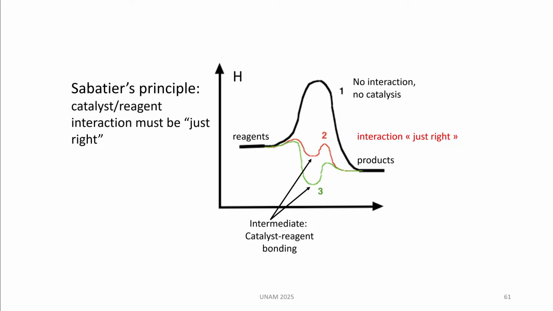And here, you would have a catalyst with a very strong interaction with the reagents. It would form an intermediate. It would bind to the reagents and be very stabilized energetically. And then the reagents would actually be trapped in this state. There would be a new high energy barrier. The best catalyst is this one.